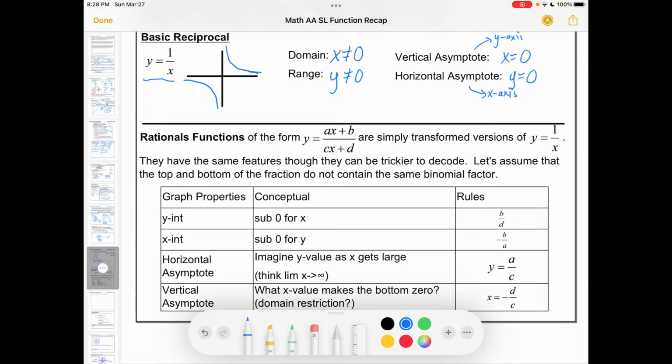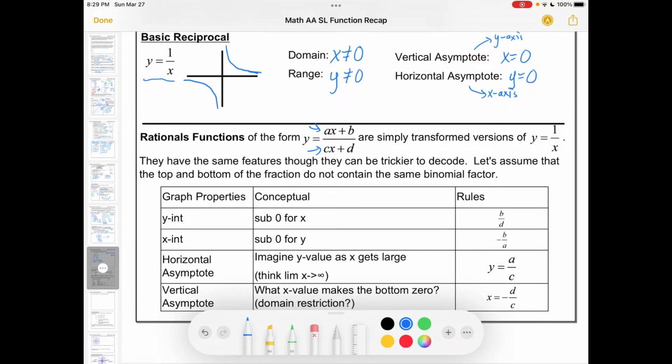The type of rational or fractional functions that we'll be looking at in this course are of the form linear over linear. And they're just transformed versions of 1 over x, so they have the same shape. They have the same features, but they can be trickier to decode. We're going to assume that the top and bottom do not contain the same binomial factor because other shenanigans might ensue, but typically they don't.